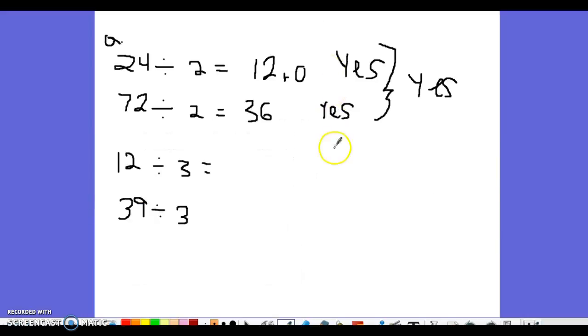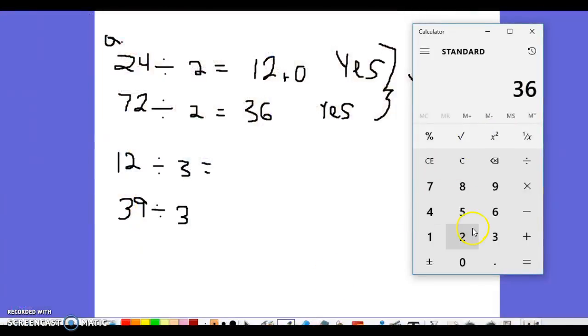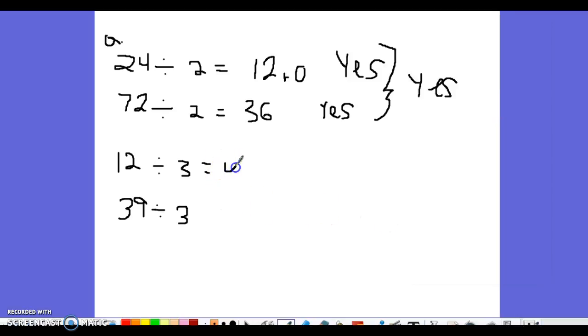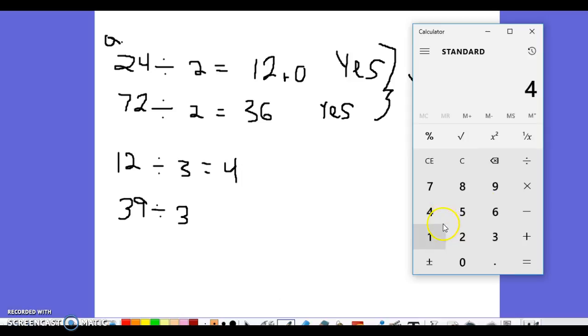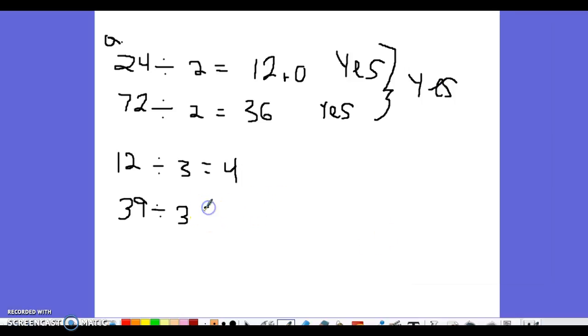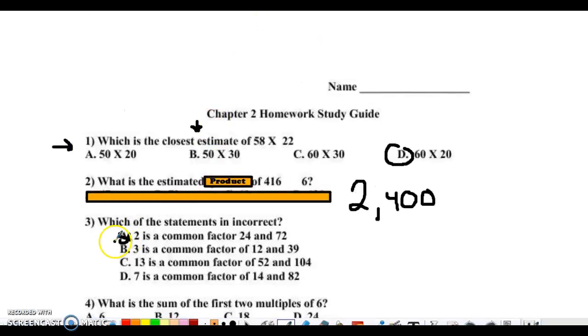So let's check out B. Can 12 and 39 have a common factor of 3? Well, it may look a little weird, but the answer is actually yes. Let me show you how. 12 divided by 3 gets me an exact whole number of 4 without a remainder. And 39 divided by 3 also gets me an exact whole number of 13, which means that 3 is also a common factor of both 12 and 39. So in this case, that is correct. So my answer can't be B because we're looking for the incorrect response.